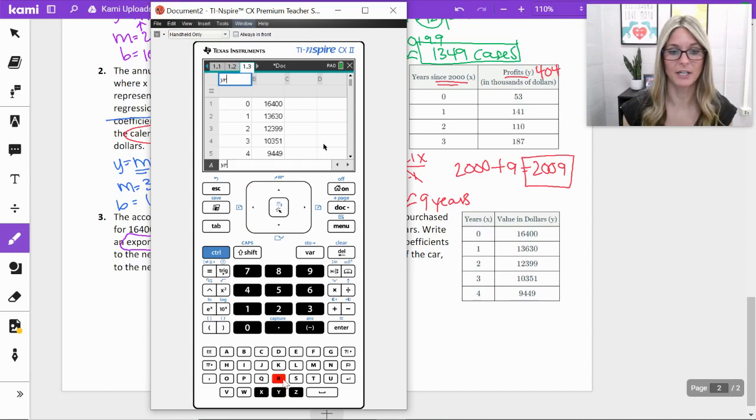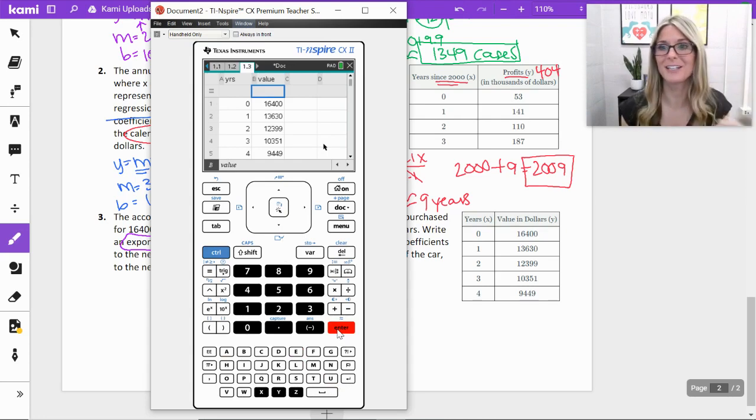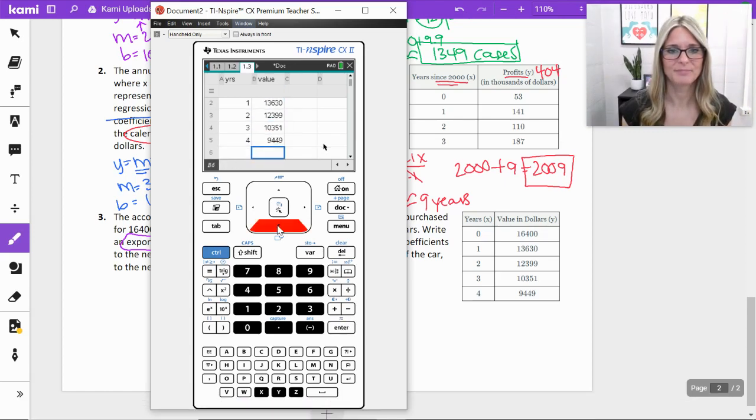Okay, let's label them. I'm going to abbreviate years, YRS, because I already did years before, right? YRS. And then let's do value or dollars. Already started typing value. So years abbreviated and value. Maybe I should have done X3 and Y3. That just sounds so smart now. So let's come down here into the data.